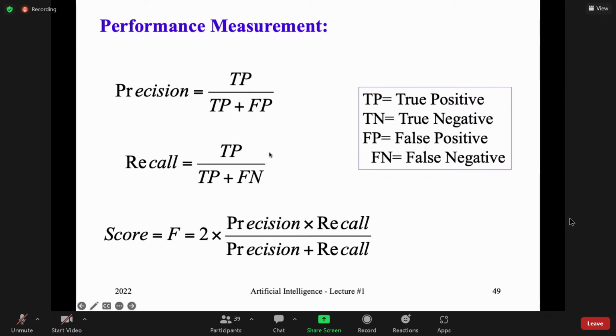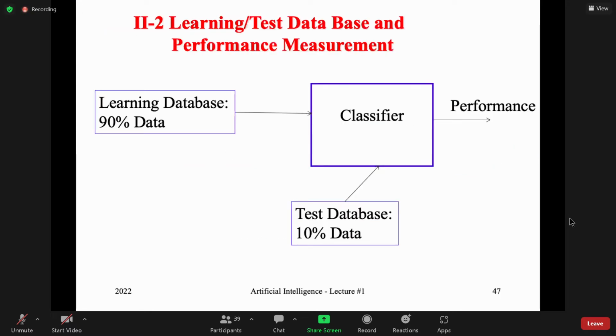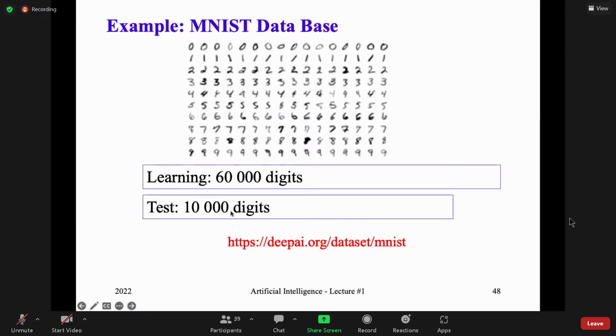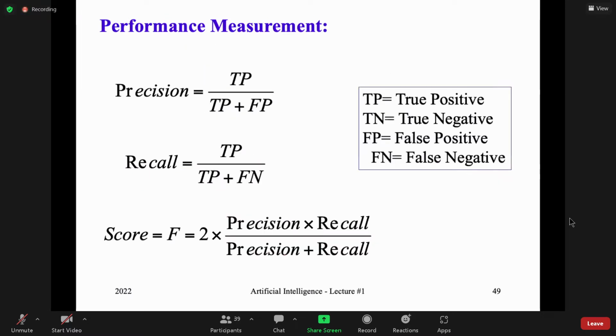Okay, so how do we obtain true positive, true negative, and so on? So for each try here, we send, for example, first time 0, we obtain a result, okay, and so on. And we do that with 10% of the database, okay? So it means that here we send the 10K digits, and we can measure how many times there are mistakes and so on. So it means that we obtain true positive, false positive, and so on. Okay, so we can measure the performance here.